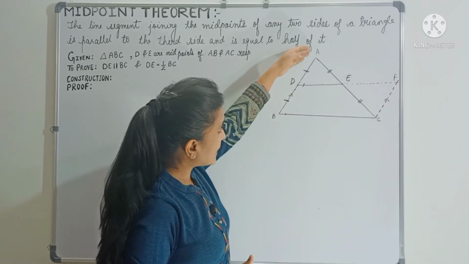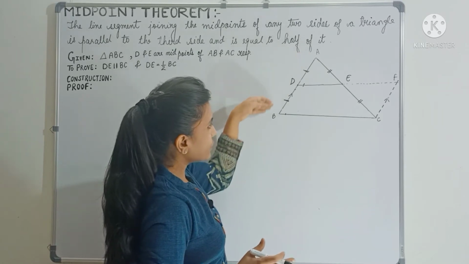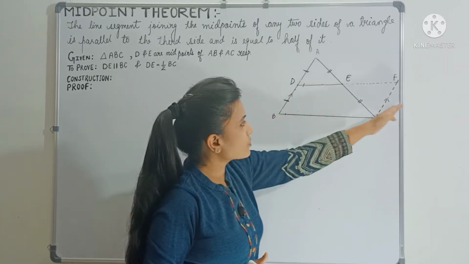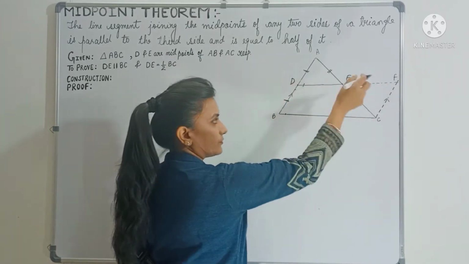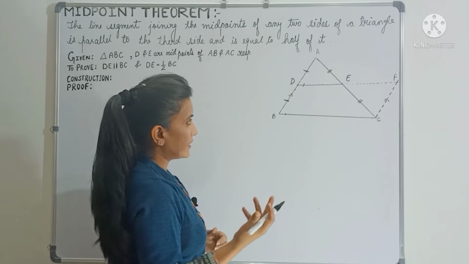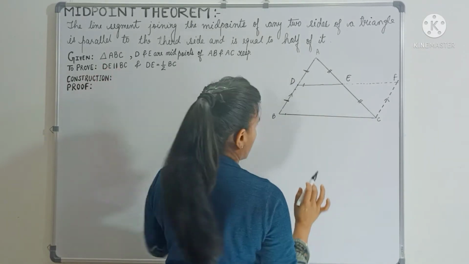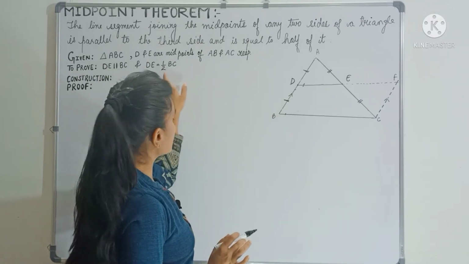And since DA is equal to BD, and DA is equal to CF, I can say these two sides are also equal to each other. So this becomes a parallelogram, and I can say that DE will be parallel to BC. So the first part is done. Let's do the first part, let's write it down, then we'll focus on the second part.